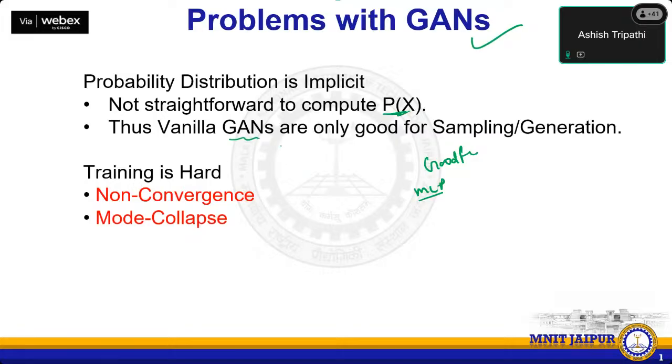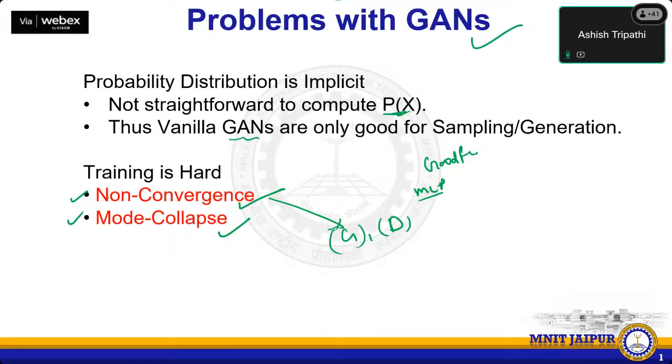Why is it so? Because the training is not that easy, because of the non-convergence and mode collapse problems. And someone was also asking what happens if we keep on training the generator G and discriminator D at the same time. If you perform training simultaneously, then you may encounter both problems, non-convergence and mode collapse.